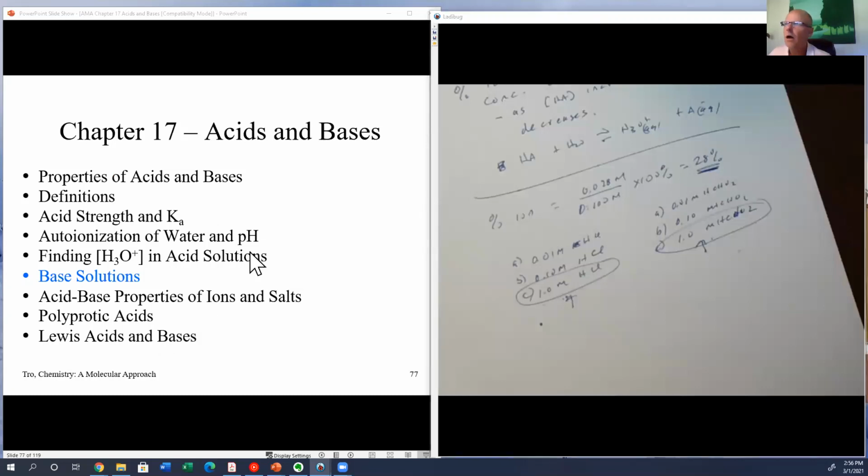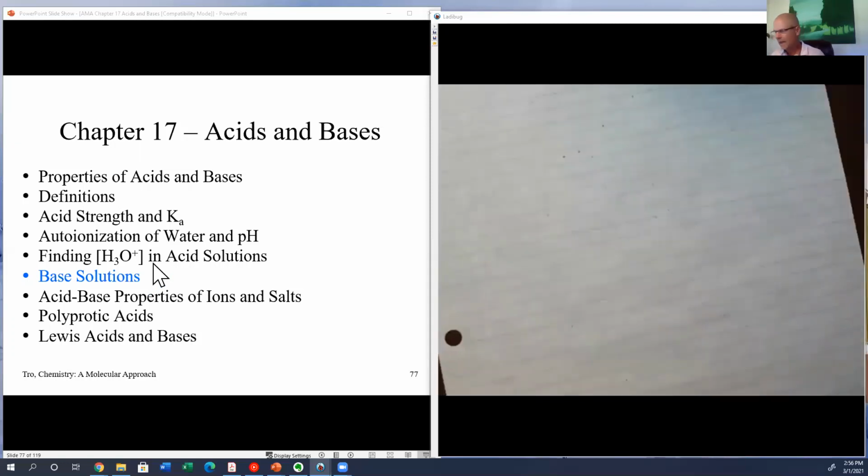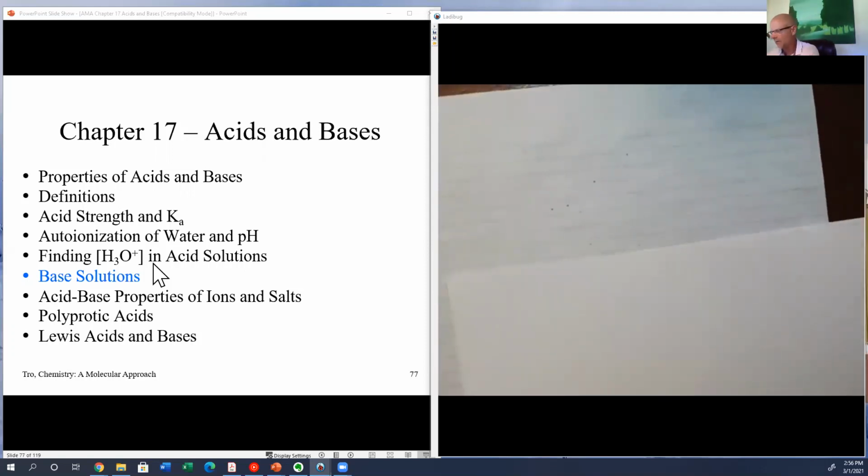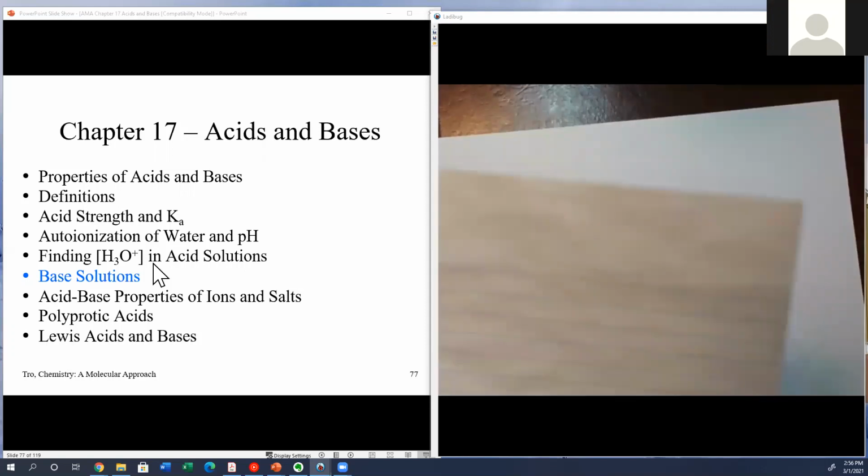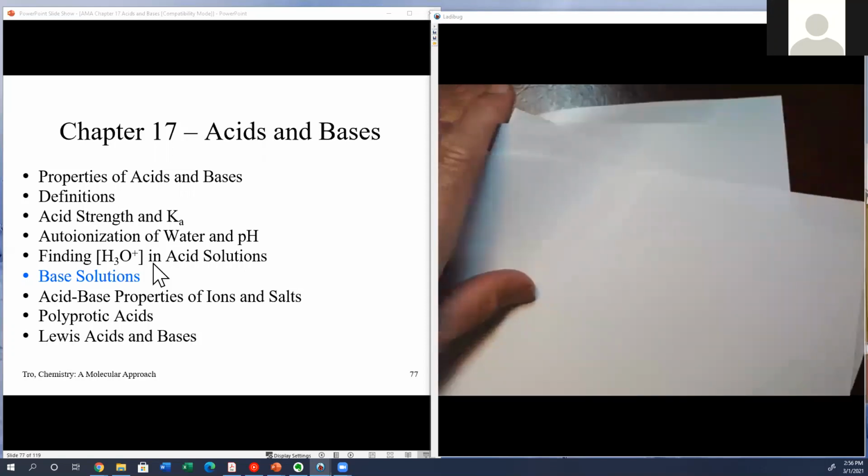Good. All right. Let's look at base solutions. We've spent a lot of time looking at acid solutions. Now let's have a look at some base solutions. And we'll start out, just like we started out with acids, by looking at strong bases.